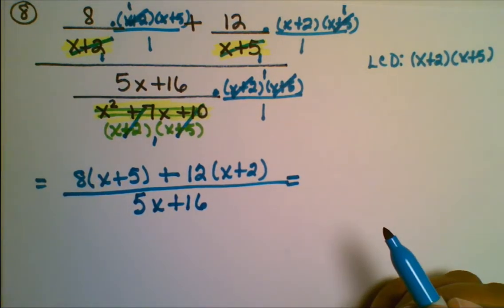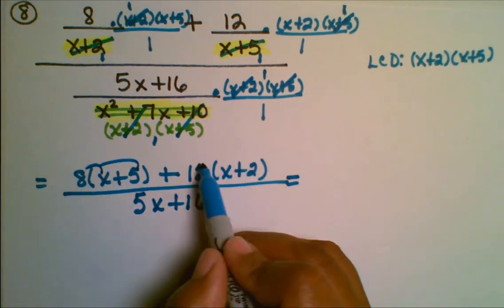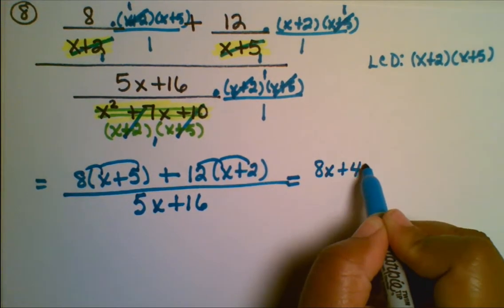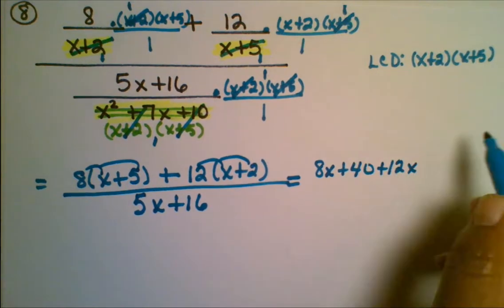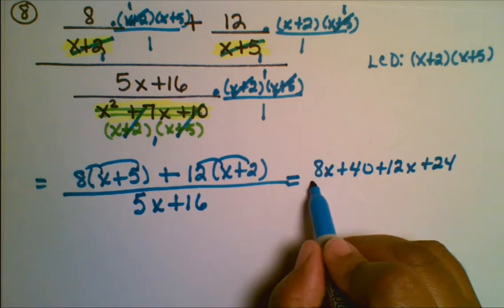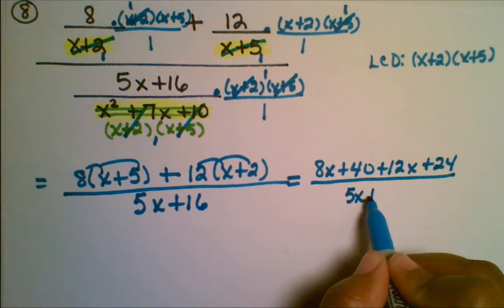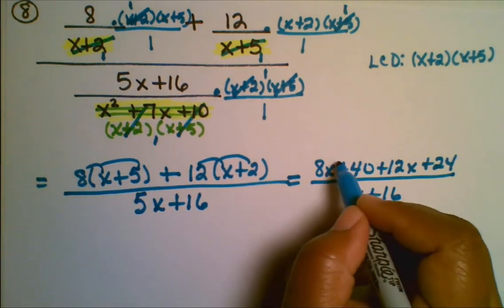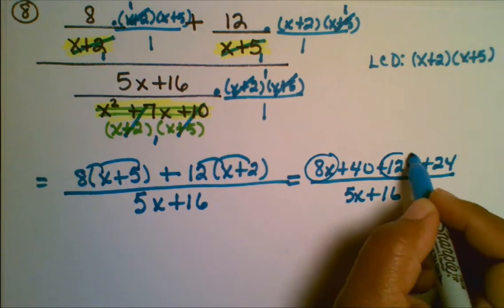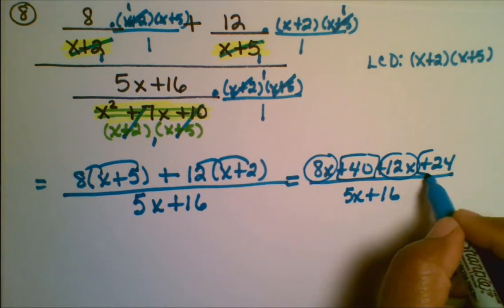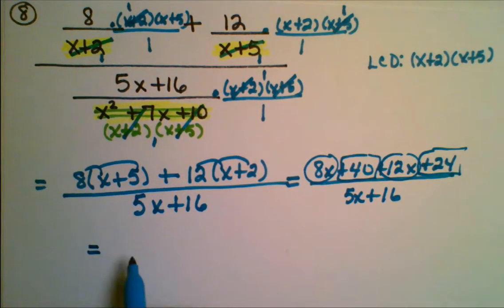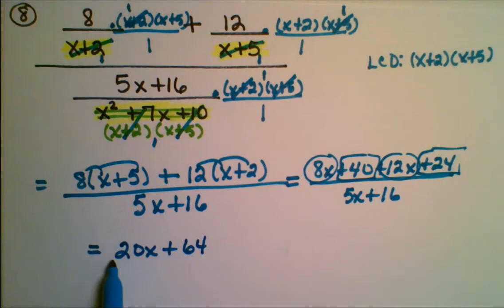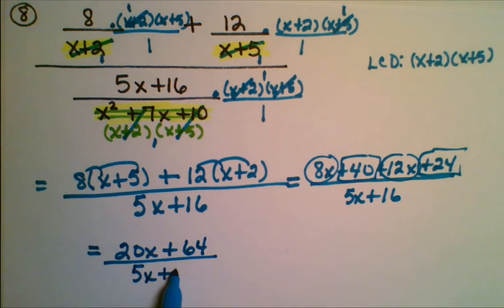Look at your numerator. Let's distribute. Get rid of the parentheses. We have 8x plus 40 plus 12x plus 24 all over our denominator, 5x plus 16. In the numerator, combine like terms. And we have 20x plus 64 all over 5x plus 16.